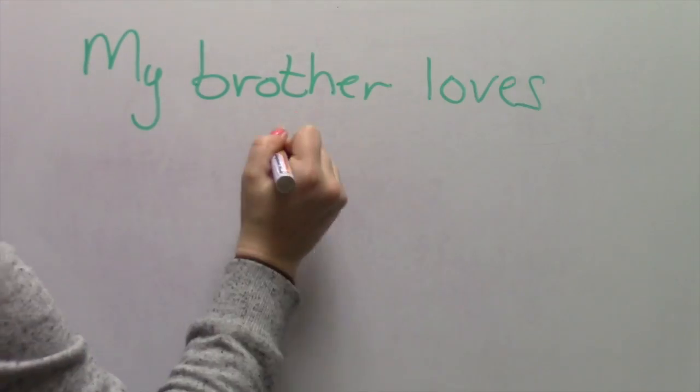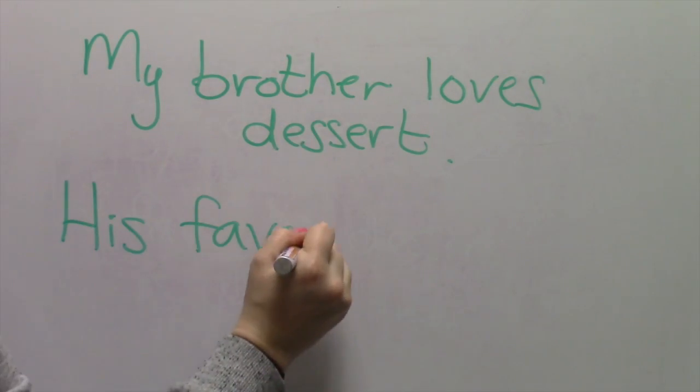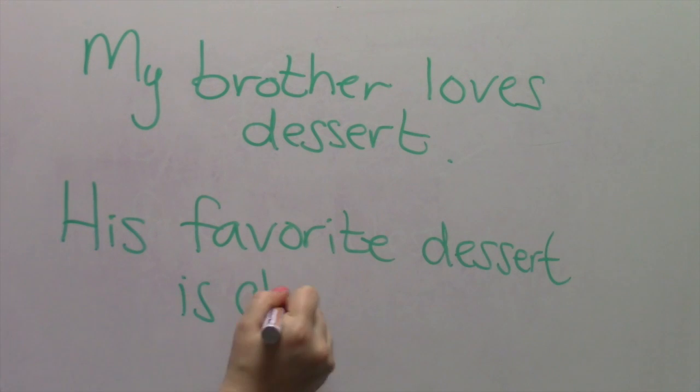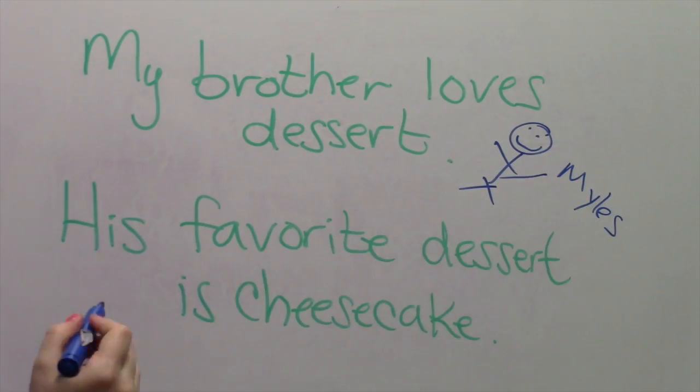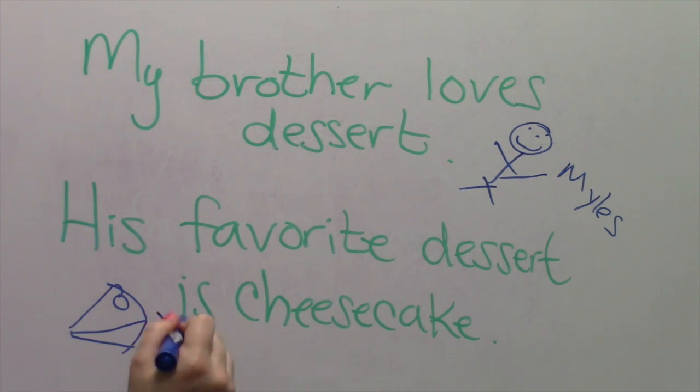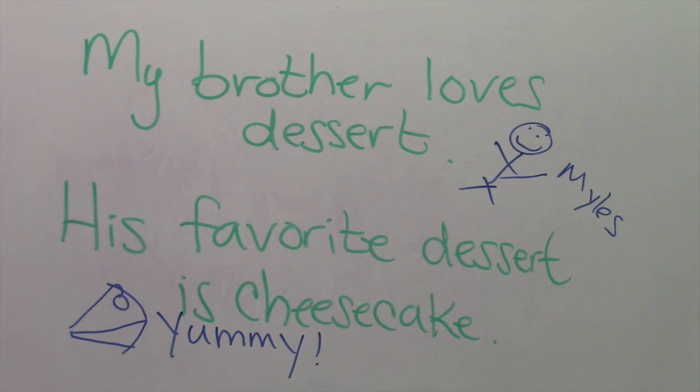So say you have two independent clauses. My brother loves dessert. His favorite dessert is cheesecake. There's my little brother Miles. Isn't he cute? And cheesecake, yummy. So good. Notice how when I read those two sentences out loud, the period makes a long pause between the two. Now if we want to eliminate that pause without using a conjunction such as and, but, or so, then we can use a semicolon instead.